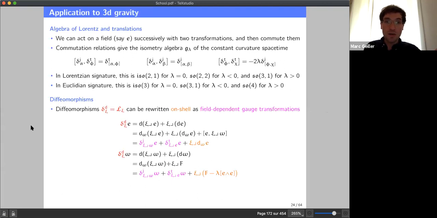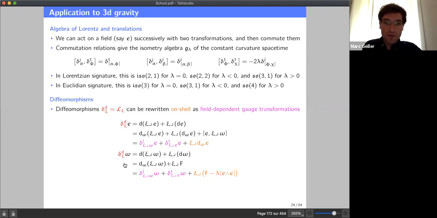And in fact, the diffeomorphisms, which act by the Lie derivative via Cartan's magic formula, which we saw yesterday, you can rewrite them on shell, so when the equations of motion hold, as gauge transformations, so Lorentz transformations and translations, which have field-dependent parameters. And this will be the crucial thing to understand.